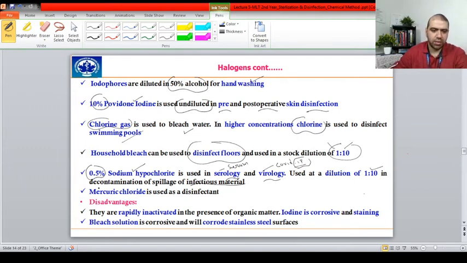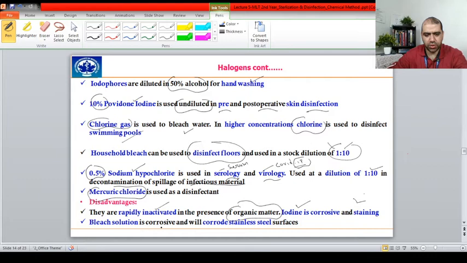Okay, again, mercury chloride: if you combine chlorine with mercury, it is used as a disinfectant. There are some disadvantages while you use halogens. These are rapidly inactivated in the presence of organic matter. So in case of cleaning your dustbins or other things, you cannot use halogen-containing compounds. Iodine is also corrosive in nature, and it has a staining problem. It can stain the place where you use it.